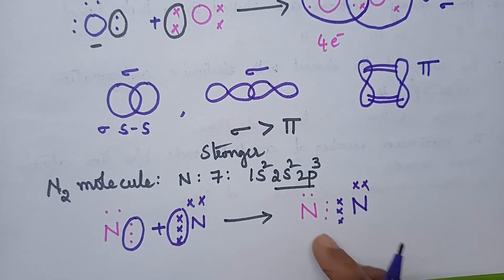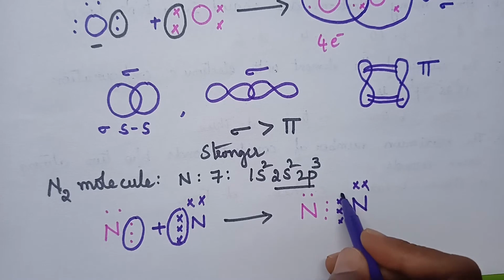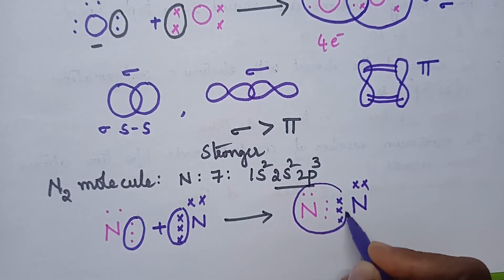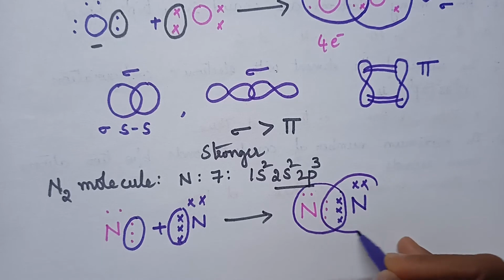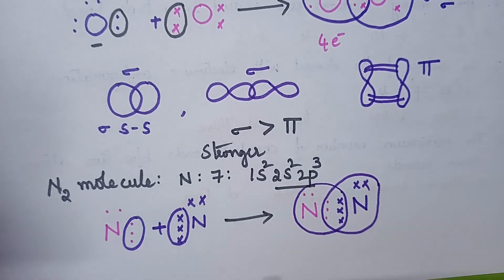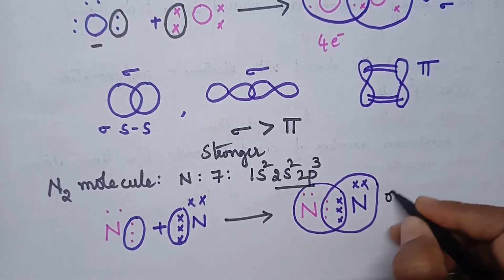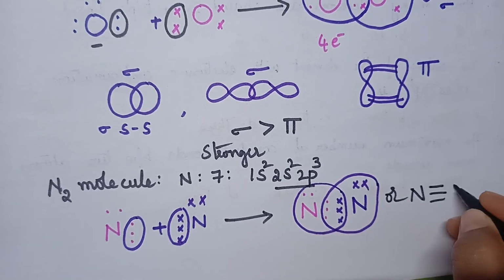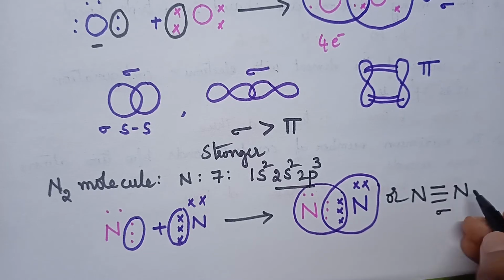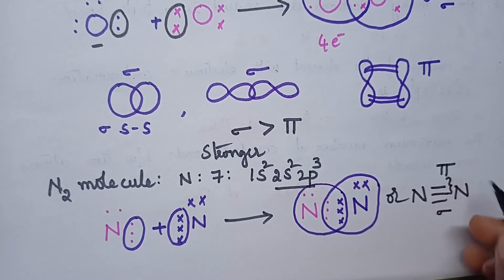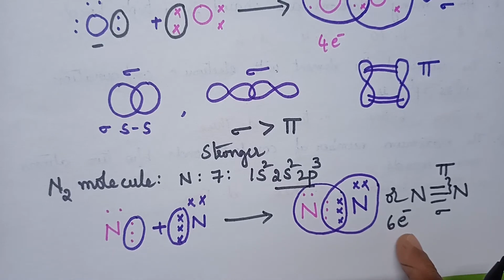So how many electrons are shared between the two nitrogen atoms, students? 6 electrons will be shared between the two nitrogen atoms. Clear, students? So with the result, a triple bond will be formed between the two nitrogen atoms. The first one is a sigma bond and the remaining two are pi bonds. Now tell me, students, how many sigma and pi bonds are formed in the nitrogen molecule? 1 sigma and 2 pi bonds will be present. How many electrons are shared between the two nitrogen atoms? 6 electrons.